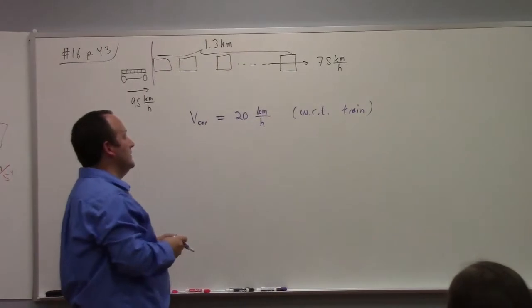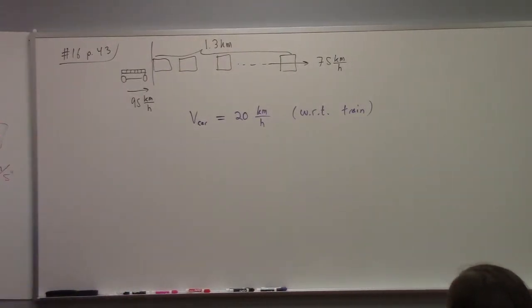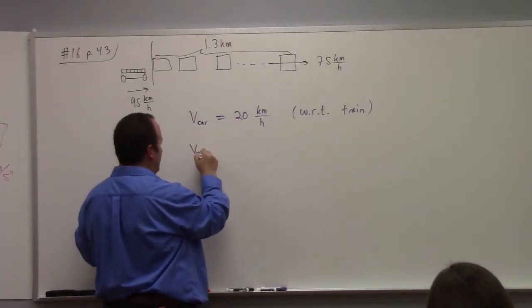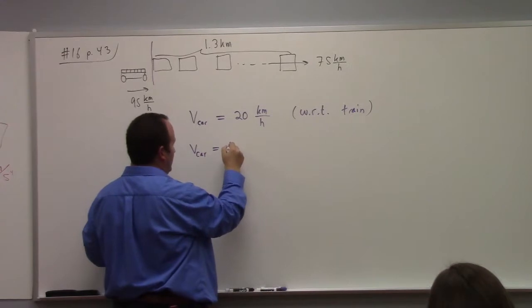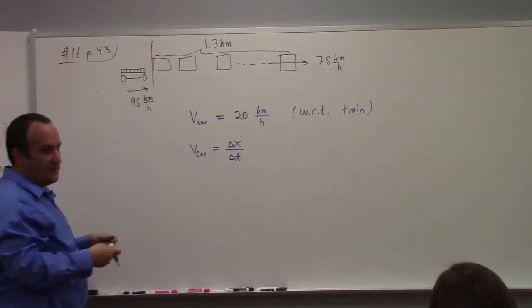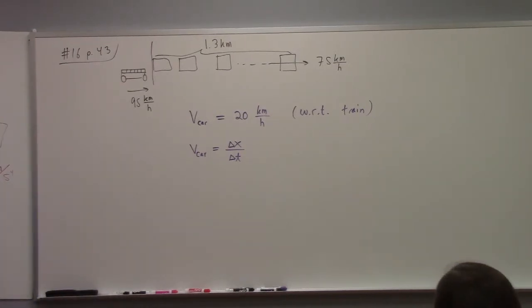Now it's constant velocity, right? We don't have any acceleration, so we get to use our beloved constant velocity formulas, which is what? V car equals change in x over change in t. Generically speaking, that's the formula for average velocity. Now, we don't know what the change in time is. We're asked that: how long does it take for the car to overtake the train? What is the change in x? What's the length of the train?